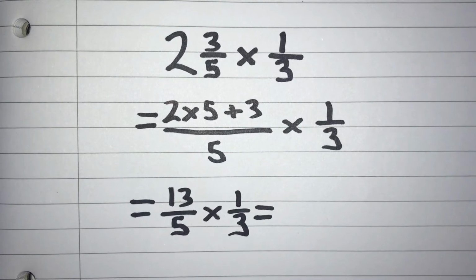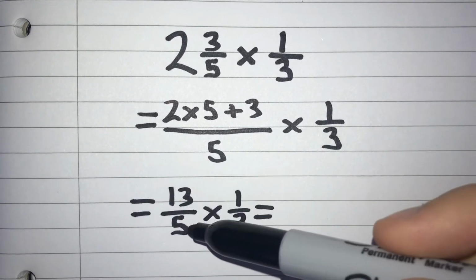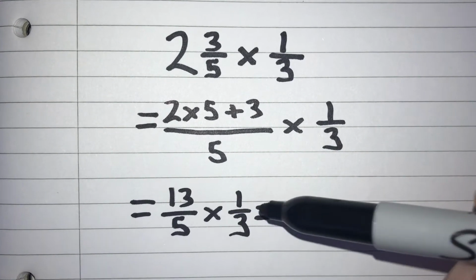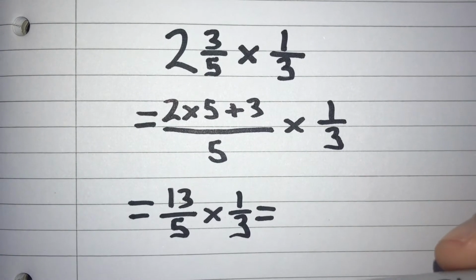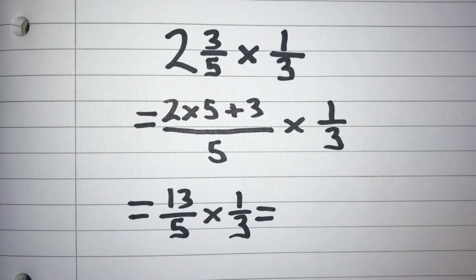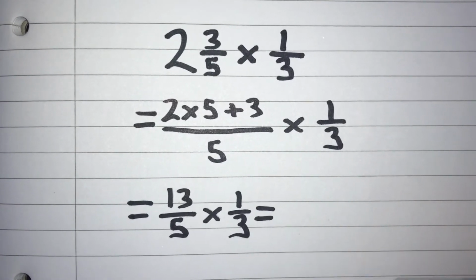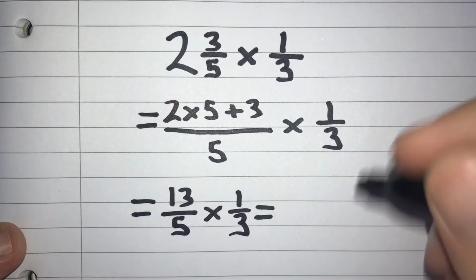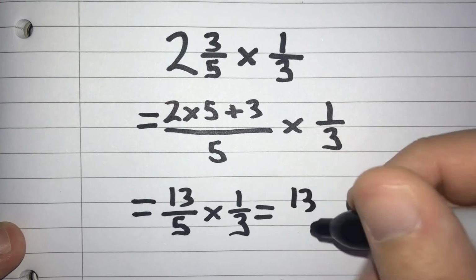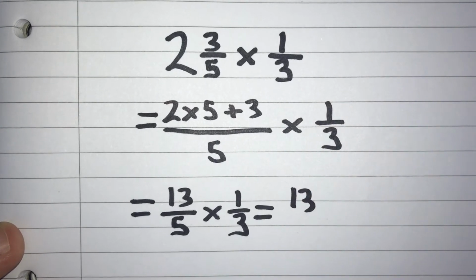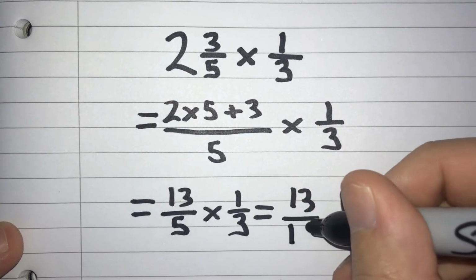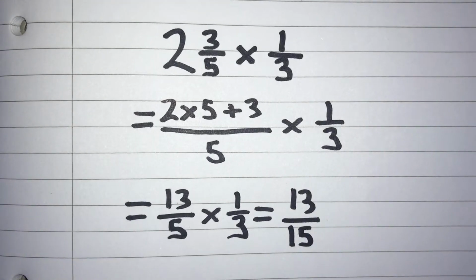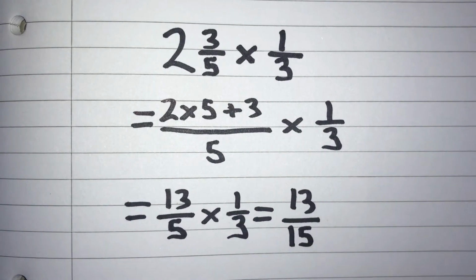Well, now we've just got a multiplying fractions question. 13 over 5 times 1 over 3. And when we're multiplying fractions, we just need to multiply our two numerators together and multiply our two denominators together. So let's do that. 13 times 1 for our numerators, well, that's going to give us 13. 5 times 3 for our denominators, that's going to give us 15. So the answer we get for this question is 13 over 15.